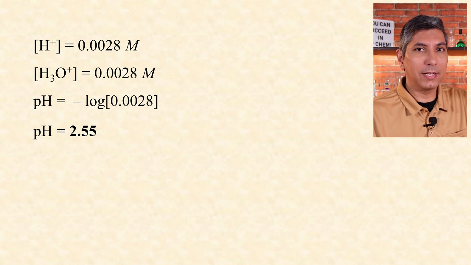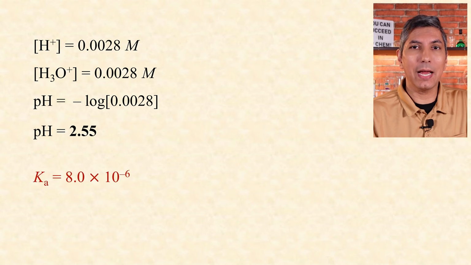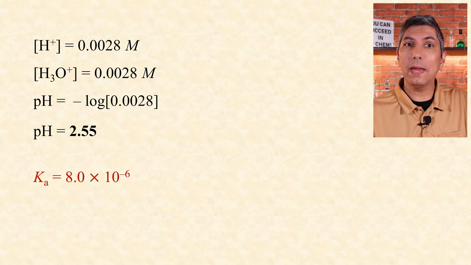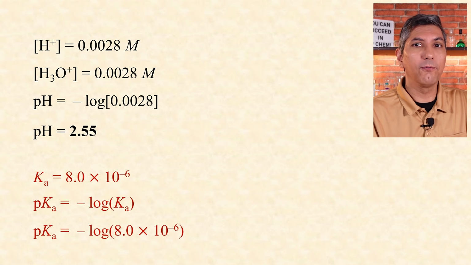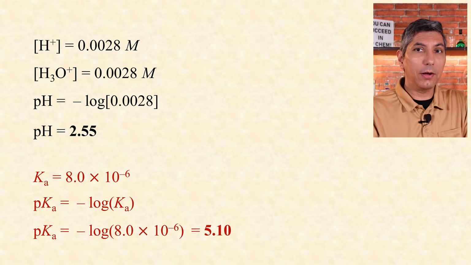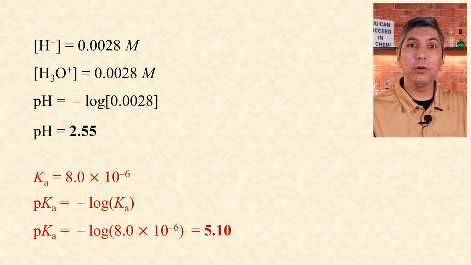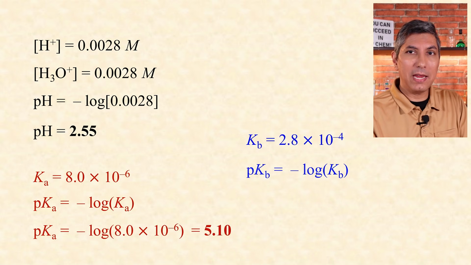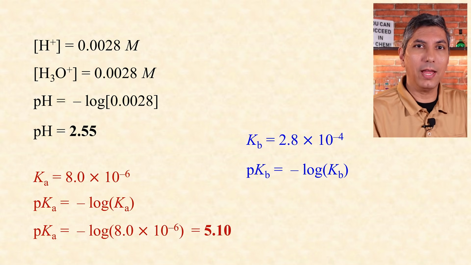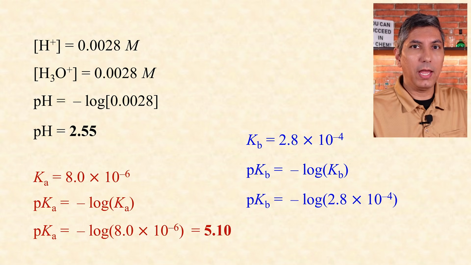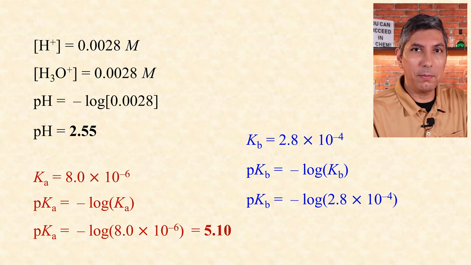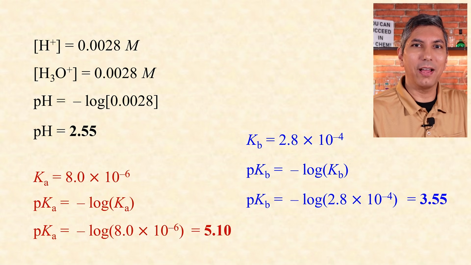If the equilibrium constant Ka is 8 times 10 to the negative 6th, well, pKa is just the negative log of that value, which equals 5.10. To calculate the pKb of a base, we do the same thing. pKb equals the negative log of Kb. In this example, the negative log of Kb is 3.55.